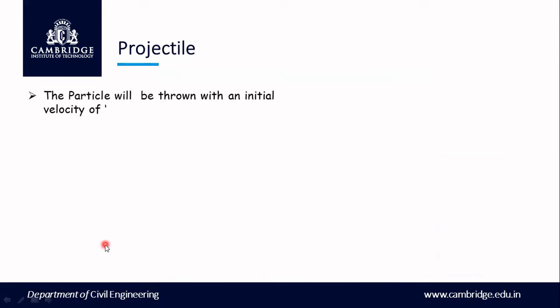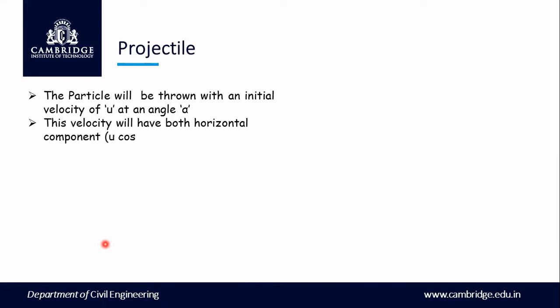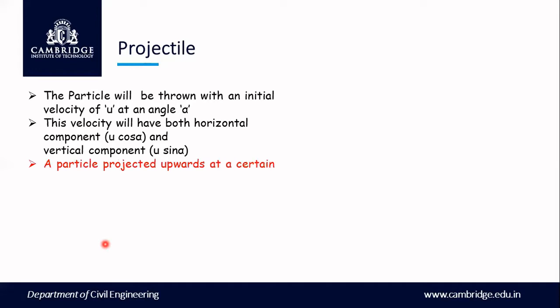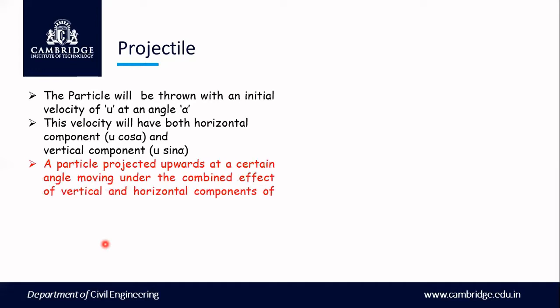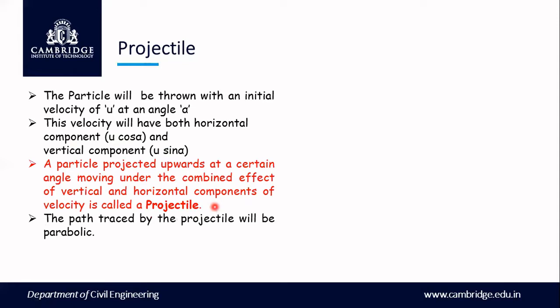The particle will be thrown with an initial velocity of u at an angle alpha. This velocity will have both a horizontal component u cos alpha and a vertical component. Therefore, a particle projected upwards at a certain angle, moving under the combined effect of vertical and horizontal components of velocity, is called a projectile. The path traced by the projectile will be parabolic.